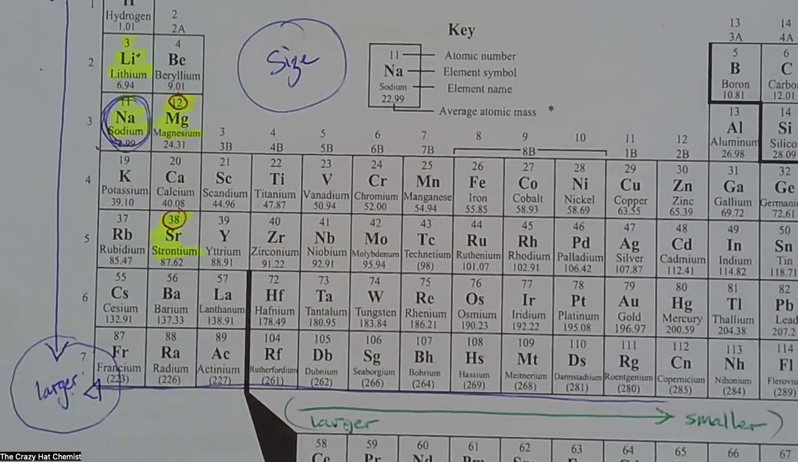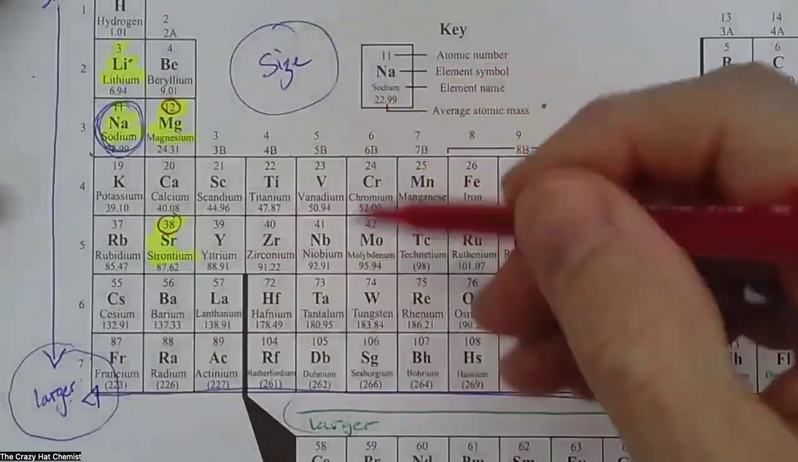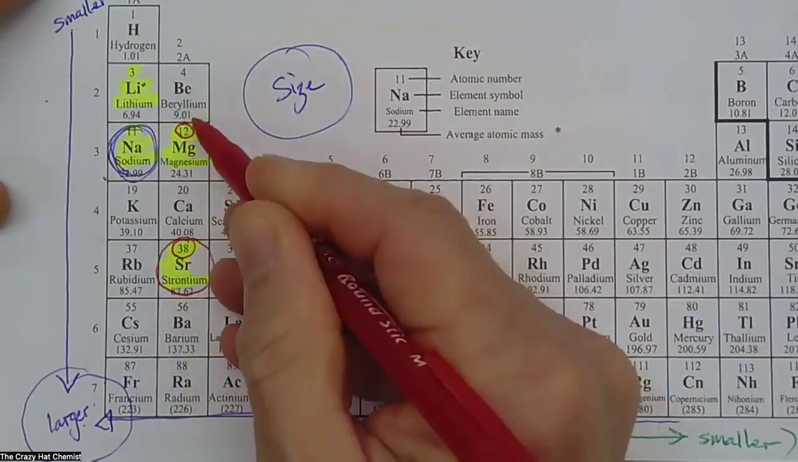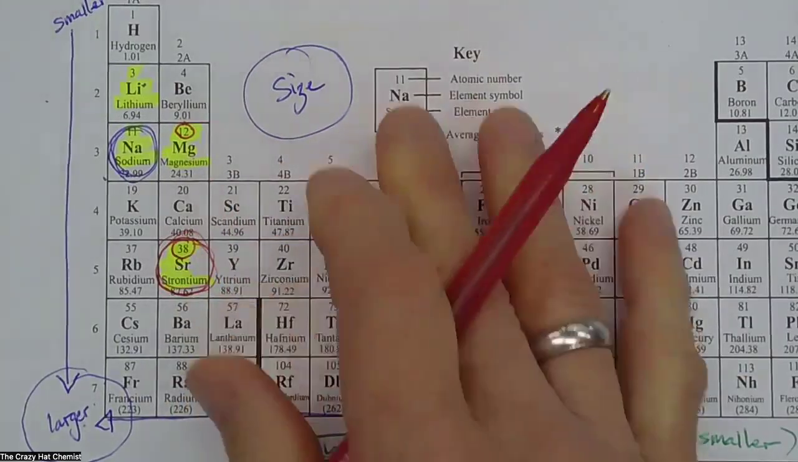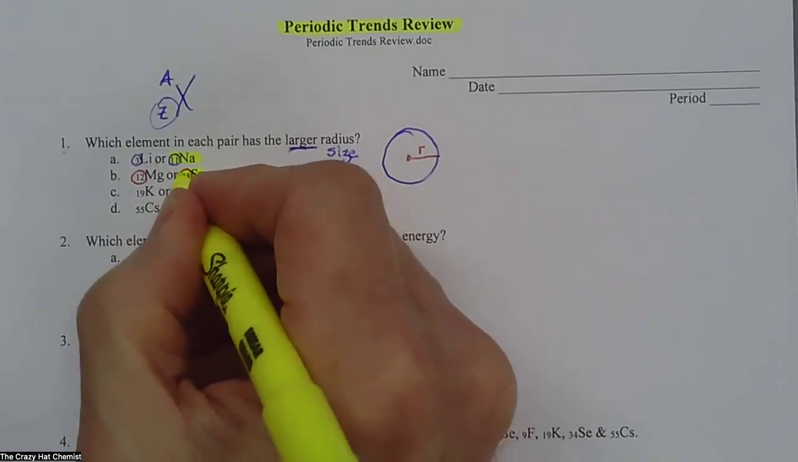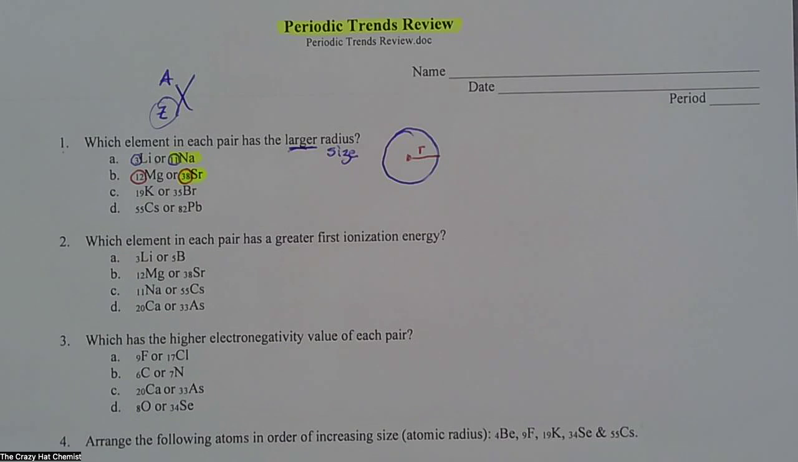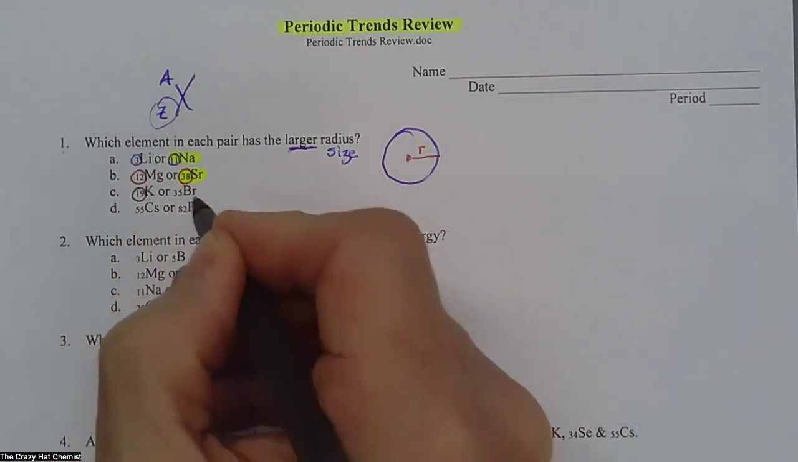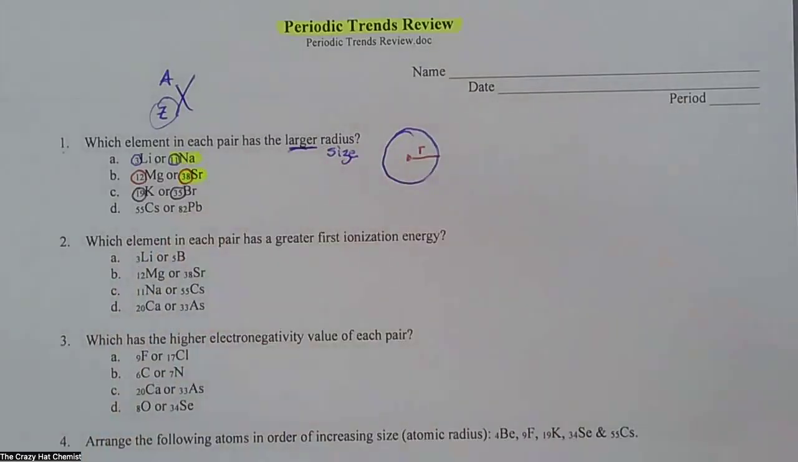And again, the trend is as you go down a group, they get larger. So the one that's further down of the two is the larger one. So that would be strontium. So what is my answer? Strontium is my answer as to which one is larger in size. We're going to do the next one here, and that is element number 19, which is K, and element 35, which is Br.